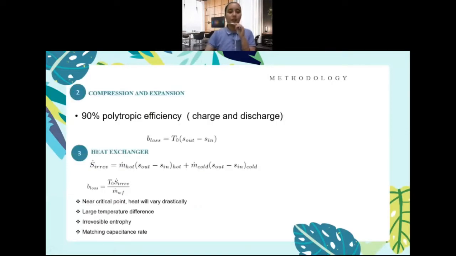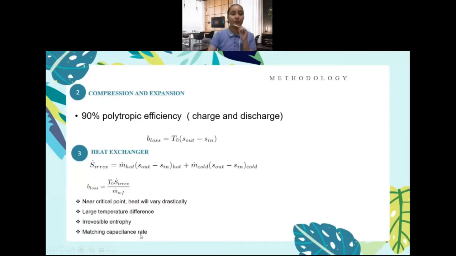This formula is to find polytropic efficiency. It is 90%. And then the third one is the heat exchanger. Near the critical point, heat capacity will vary drastically, causing large temperature differences and irreversible entropy. To avoid these three, we will need to use matching capacitance rate.